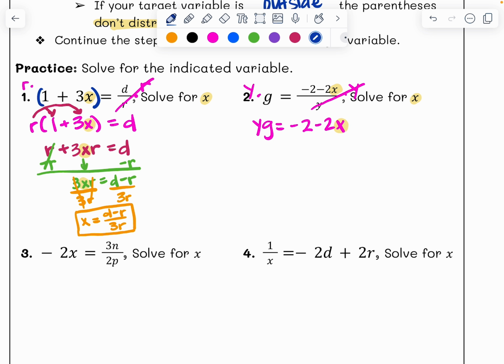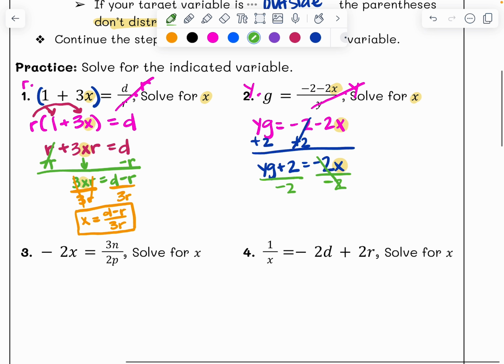The next step would be to add 2. So I have yg plus 2 equals negative 2x. And the last step is divide by negative 2. Now x equals yg plus 2 over negative 2.